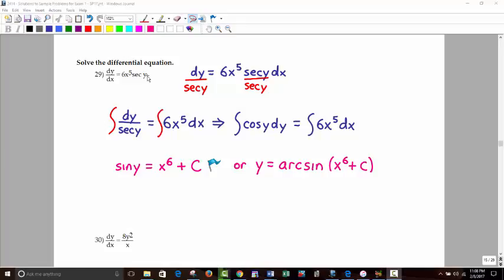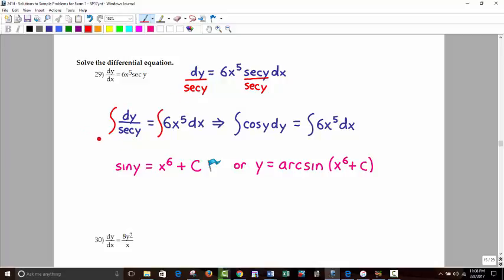We always like to move the dx up first, and so move the dx up. And the x's are there, but I got this secant y, so I divide both sides by secant y. So we have dy over secant y.